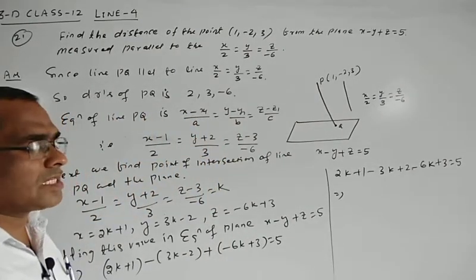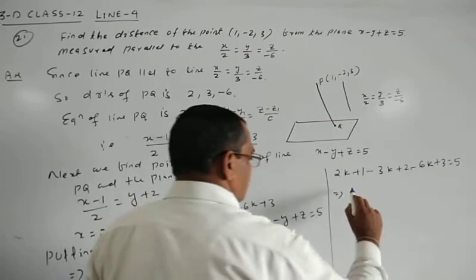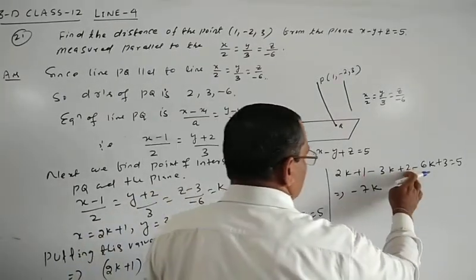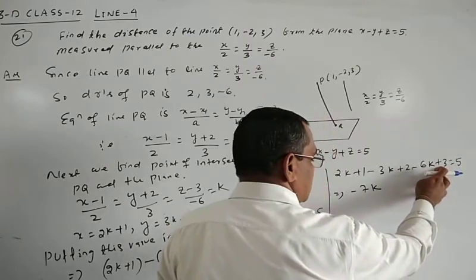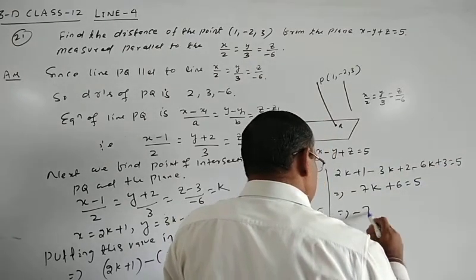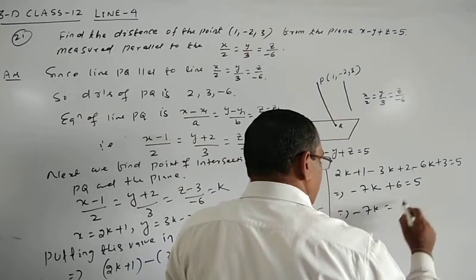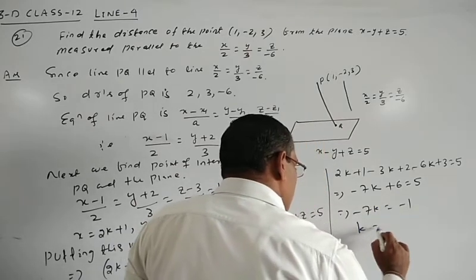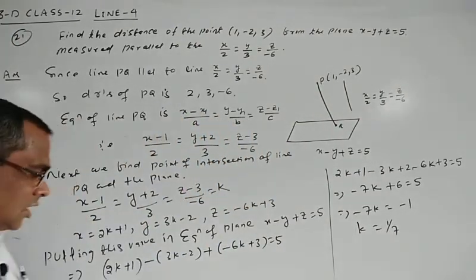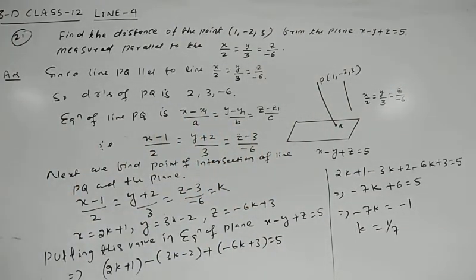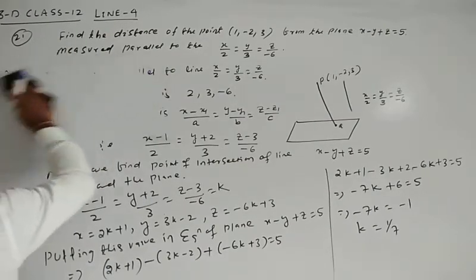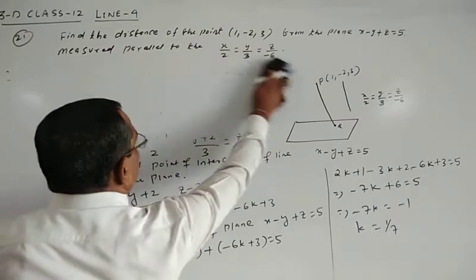So 2k minus 3k minus 6k, 2k minus 9k, this is equal to minus 7k. Here 1 plus 2 plus 3 is 6, so 6 minus 7k is equal to 5. That implies minus 7k is equal to 5 minus 6, minus 1. So k is equal to 1 by 7. And putting the value of k in x, y, z gives the point of intersection of the line and the plane.